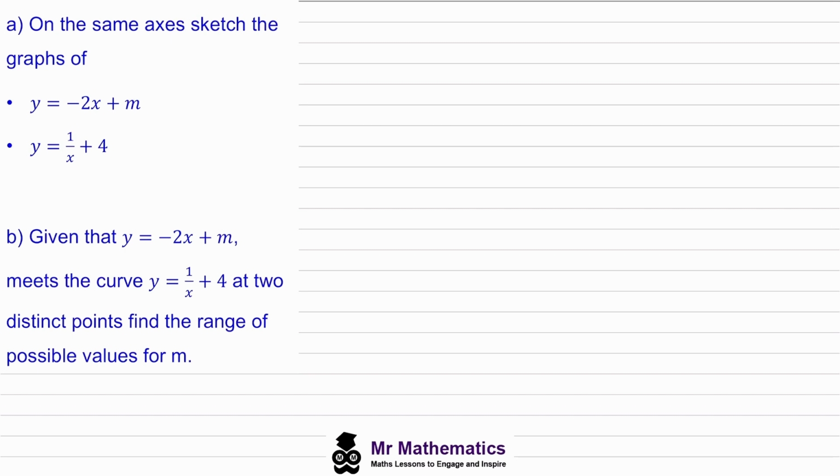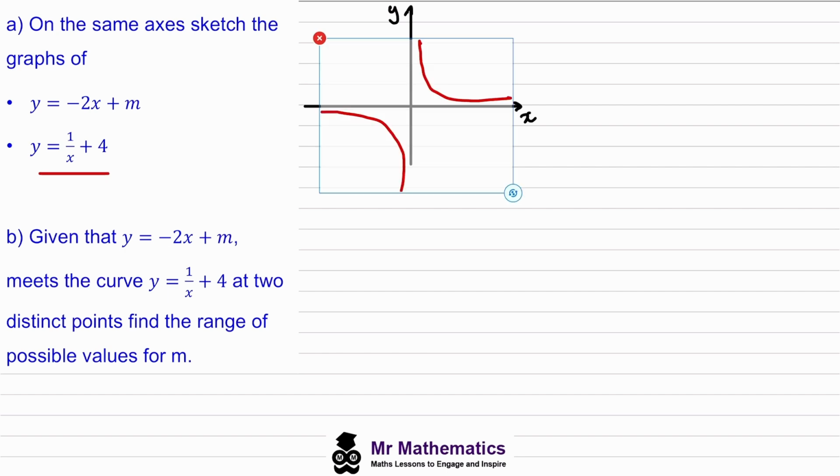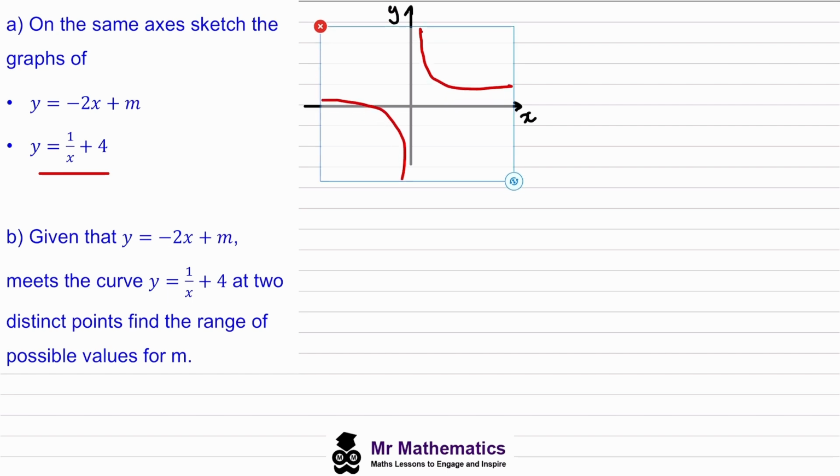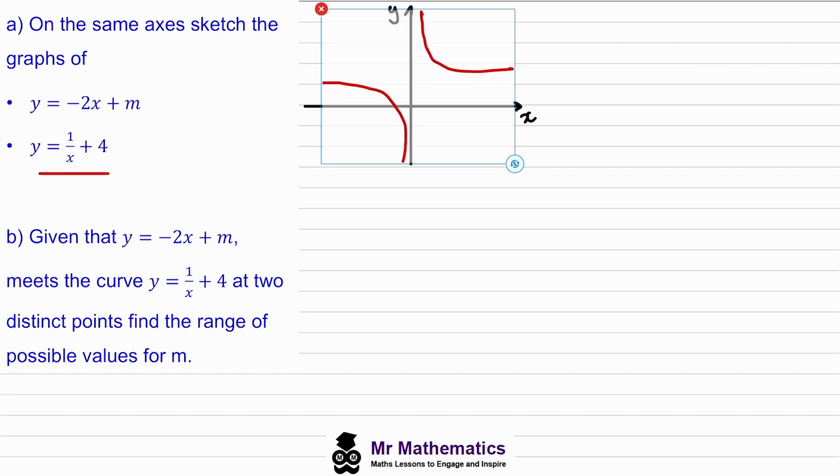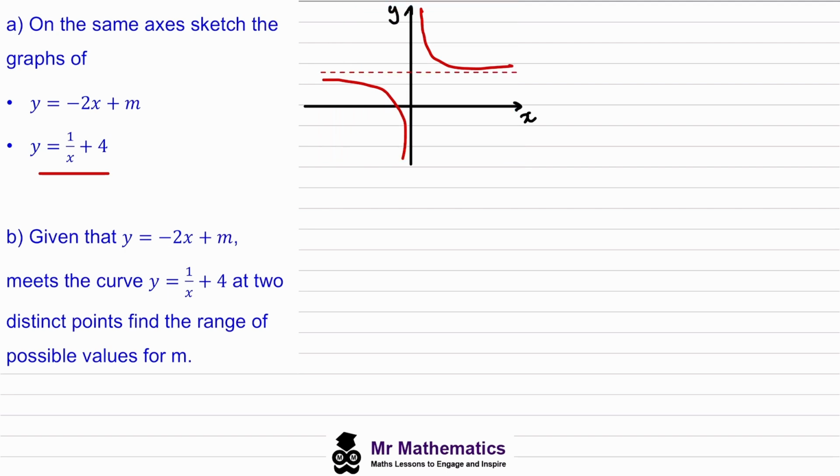So if we begin by sketching these two graphs on a pair of axes, I'll start with the y equals 1 over x plus 4. So if we say this is 1 over x and we're adding the 4 to it, well, that will be a vertical translation of 4 units. So that will move the graph up. So something like this, where our horizontal asymptote will be at y equals 4.